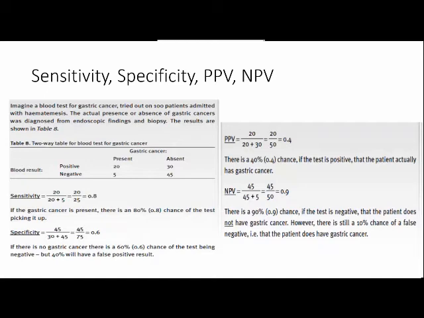So your sensitivity is actually A by A plus C. Whereas your positive predictive value is A by A plus B.